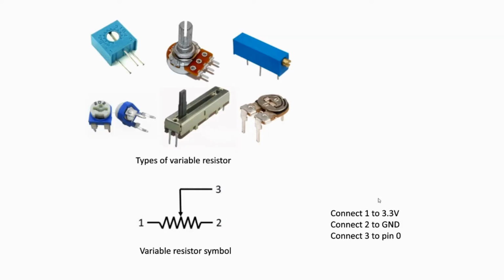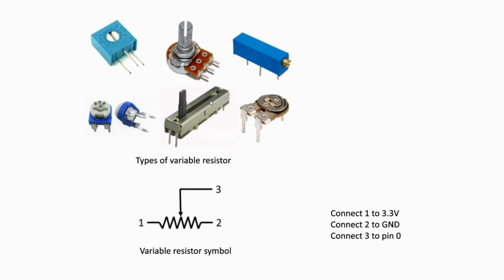Let me introduce you to a variable resistor. A variable resistor is a resistor that can change the resistance. There are several types of variable resistors, as the picture has shown. There's one that you can change with a screwdriver, such as this and this one. There's knobs, like this one.